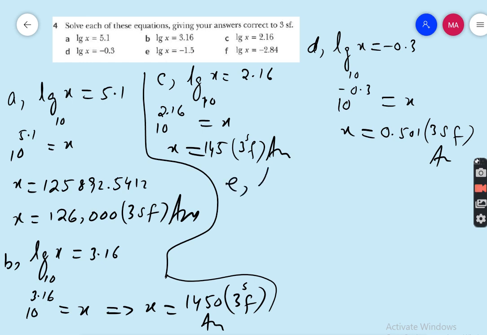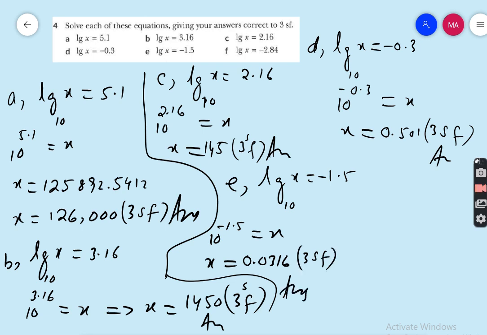Part E. Part E is log x is equal to minus 1.5. So base 10, 10 to the power minus 1.5 is equal to x. x is equal to 10 to the power minus 1.5. Our answer is 0.03162. So three significant figures must be 0.0316. Three significant figures. And this is the answer of part E.